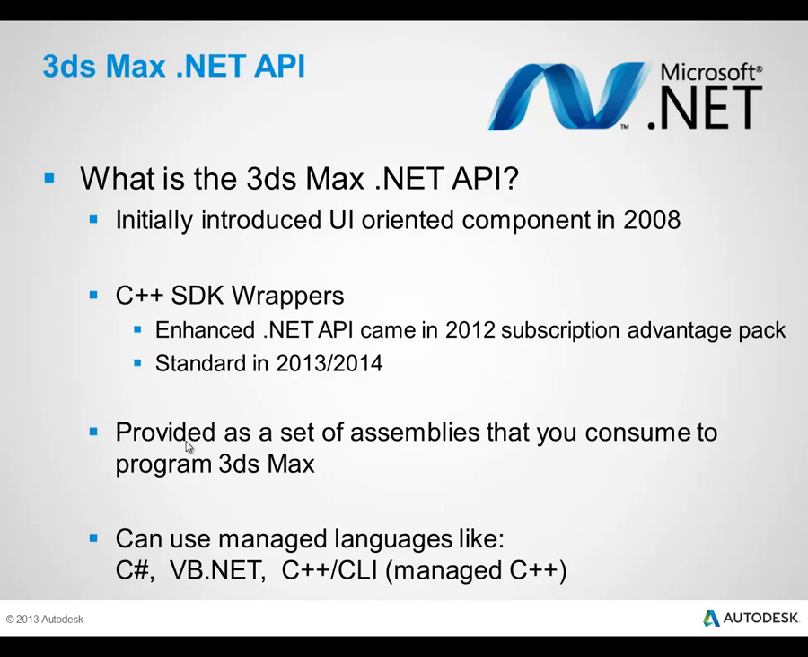So when you enter into this world of the .NET API, you have to be prepared to continue thinking in a C++ way, because it's not pure, nice .NET. It was introduced in 2012 as a subscription advantage pack, so it was only available to subscription customers, but now, 2013 going forward, it's standard and in the box. Both Max and Max Design have this wrapper assembly. That gives you full access to the scene and geometry and whatever you want to do. So it's very robust, but it's also a little bit complex to use.